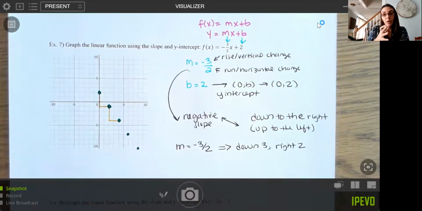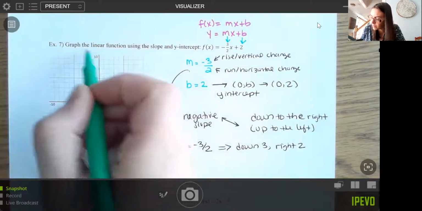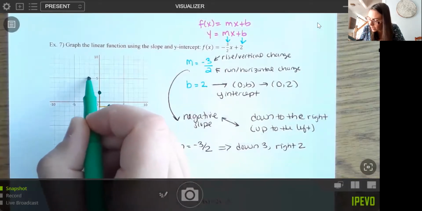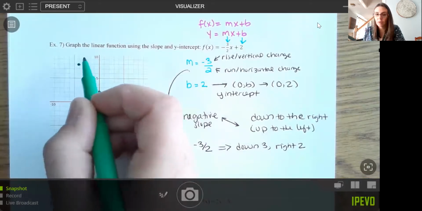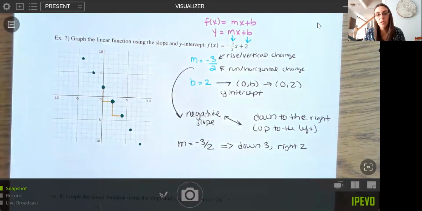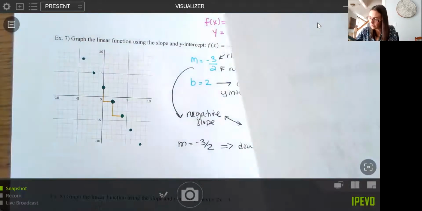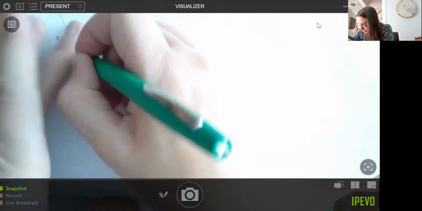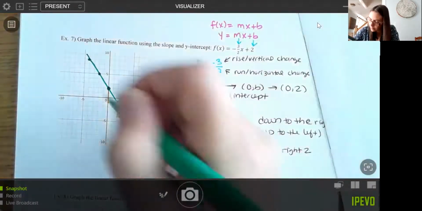Well, I can also count backwards. So instead of counting down to the right, going backwards, we're going up to the left. So you can go up 3, left 2. That can just be helpful if you're running out of room counting in one direction. You can work backwards. So the opposite of down and to the right is up to the left. And then you're just going to go ahead and connect those points. You obviously don't need this many points, but I just wanted to show you an example and how you could find more.